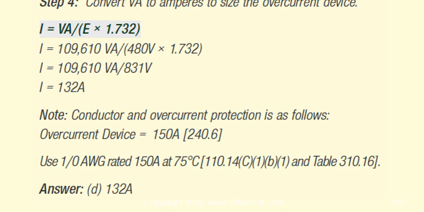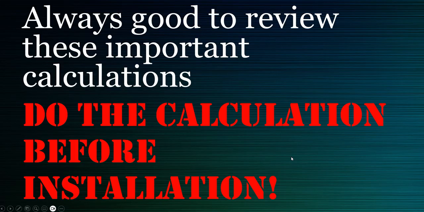So bringing it all down to our total VA divided by E times 1.732 gives you a total load of 132 amps. Note the conductor and overcurrent protection is as follows. The overcurrent protection device is at 150, which is coming from 240.6(A), your standard ampere ratings for inverse time circuit breakers. Always good to review these important calculations, and what I like to say is do the calculation before the installation, or suffer the consequences. Okay?